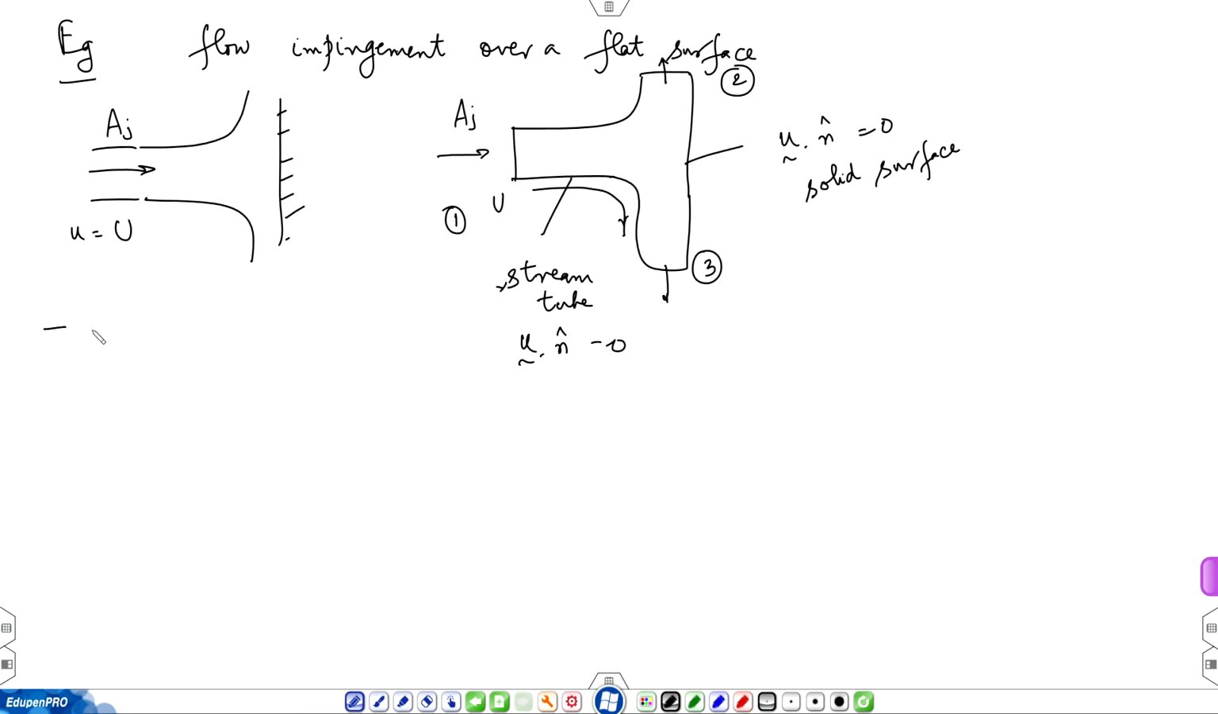So, minus u a j plus u 2 a 2 plus u 3 a 3 equal to 0. It's the mass balance equation, and the momentum equation is force F x is equal to rho times minus u square a j plus. Now, the x component of velocity on planes 2 and 3, the flow has completely turned around. So, the x component of forces on planes 2 and 3 is 0. So, there are no further terms to be added.